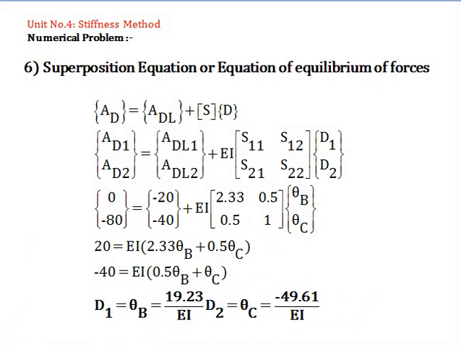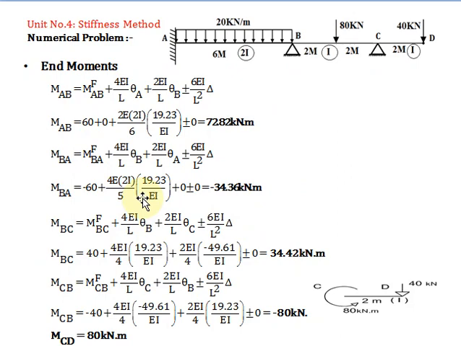So after calculating the unknowns, the next step is to find out the moment in members. Now here our first member is AB. To calculate the end moments, we have to apply the slope and deflection equation. The slope and deflection equation for member AB is MF AB, fixed moment in member AB, plus 4EI upon L theta A, plus 2EI upon L theta B, plus minus 6EI upon L square delta.